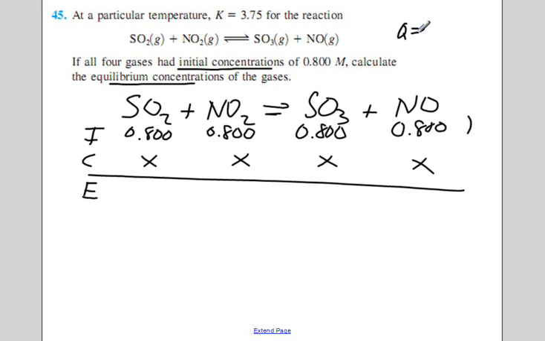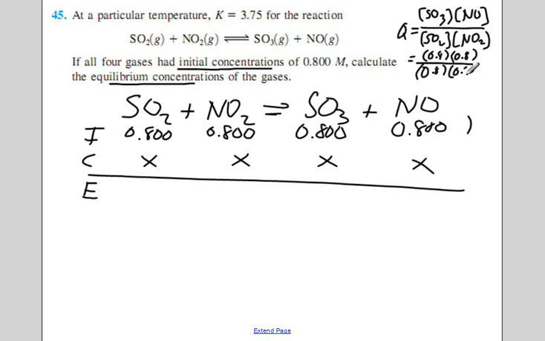So Q is going to equal the concentration of SO3 times the concentration of NO divided by the concentration of SO2 times the concentration of NO2. And I think you could probably do this in your head, right? These numbers are all the same. So what's Q going to equal if you put in 0.8 times 0.8 divided by 0.8 times 0.8? Q equals 1.